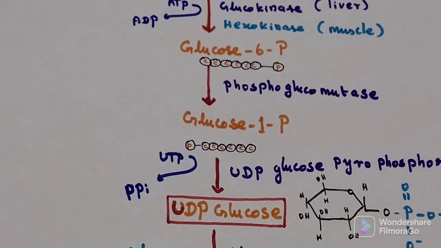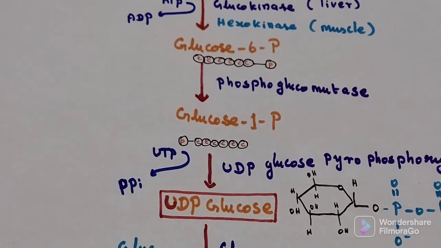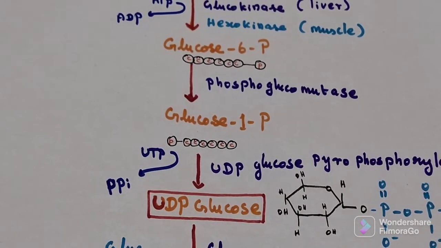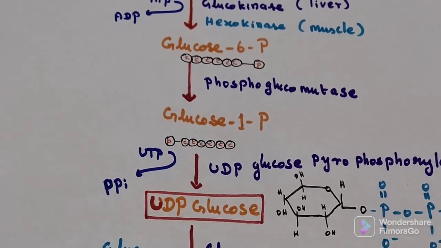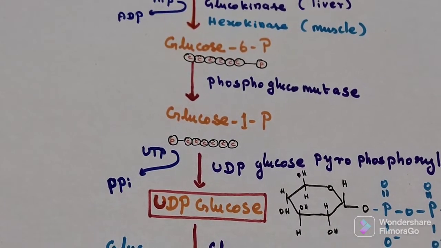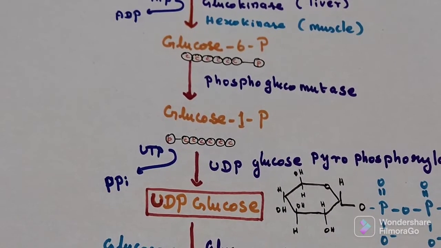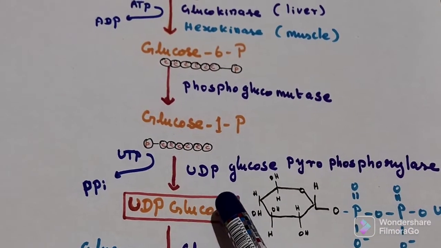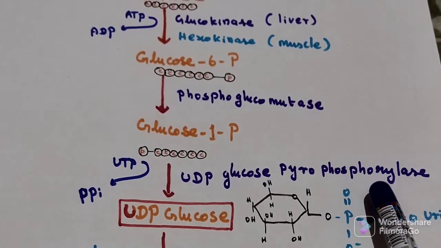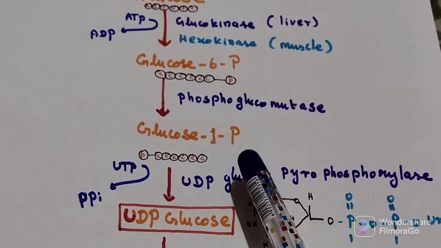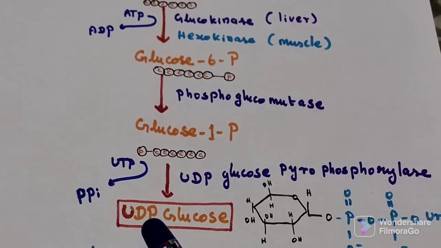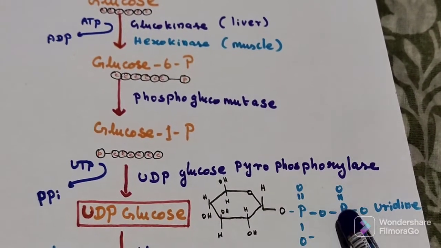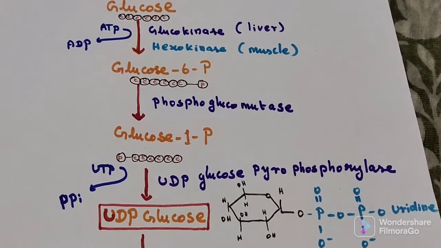The third step is that uridine diphosphate glucose is synthesized from glucose 1-phosphate and uridine triphosphate by the uridine diphosphate glucose pyrophosphorylase enzyme. With the help of this enzyme, glucose 1-phosphate is converted into uridine diphosphate glucose. This one is the glucose molecule with phosphate, so diphosphate, and this one is uridine.